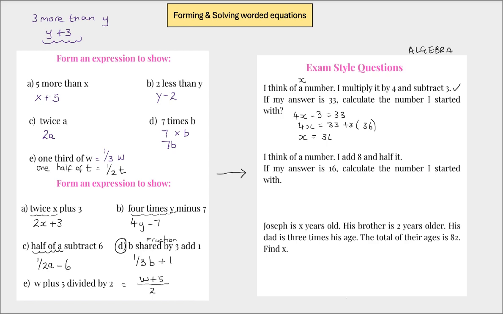So I think of a number. What letter do you want to choose? Let's go for a Y. My number I'm thinking of, my unknown, is Y. I add 8 and half it. So let's deal with this sentence first. So I've got Y. I add 8 and half it.